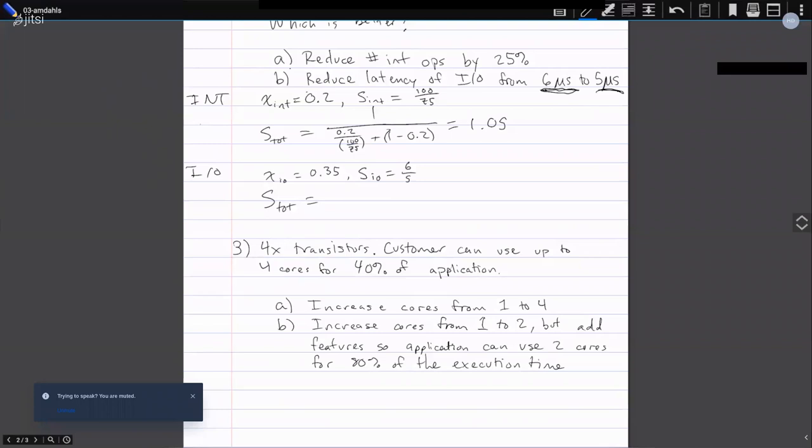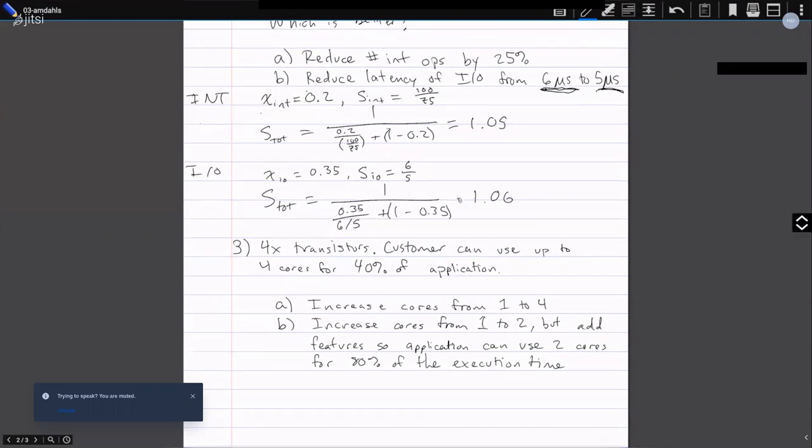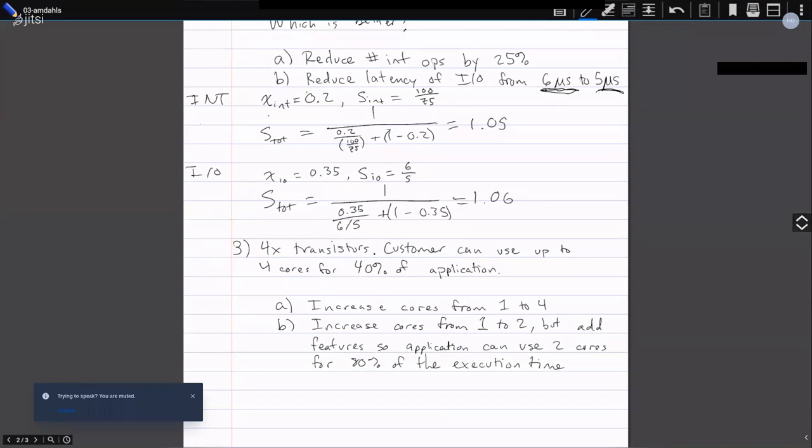Did anybody else get a different answer? No? Okay, that's probably good. 1.06 is the answer, and this one you can get, again, by applying Amdahl's law: six over five. Okay, any questions? I want to make sure everyone understands this.